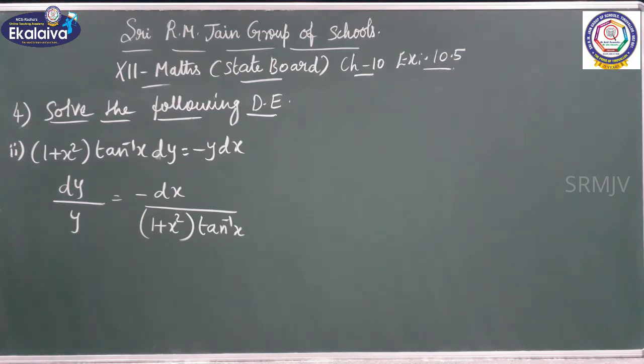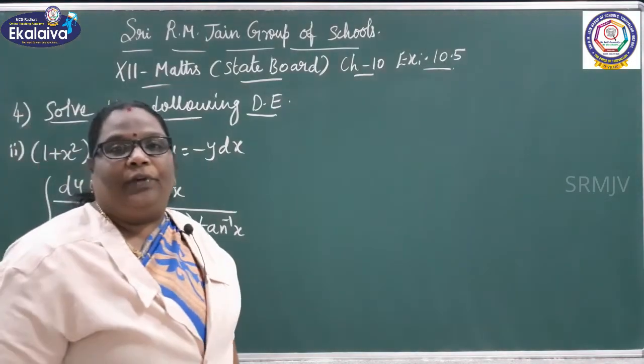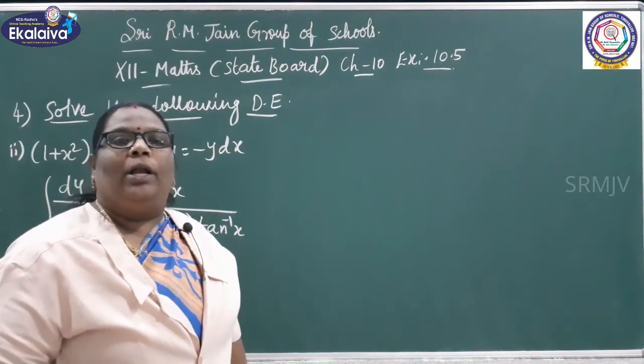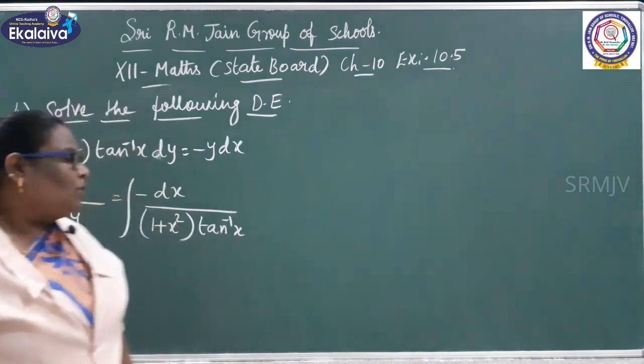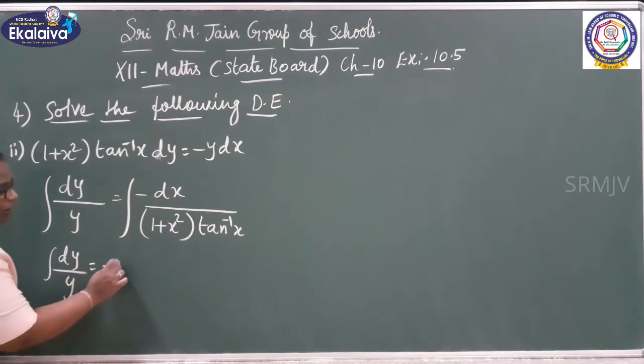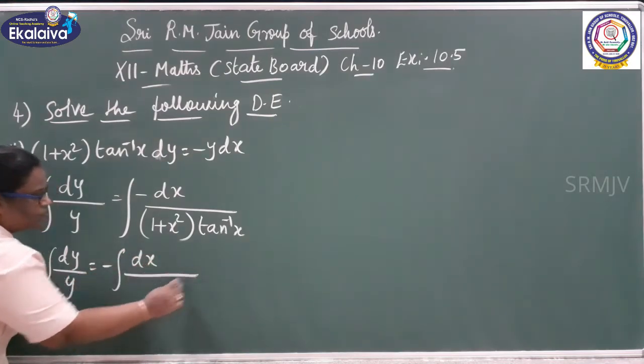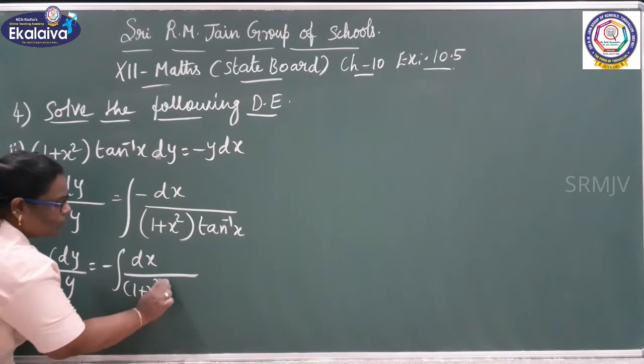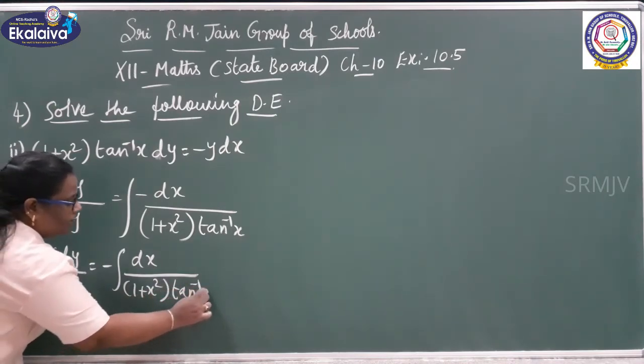So first step, you do it in a variable separable method. You bring the variables separately. Now you can integrate on both the sides. Integral dy by y is nothing but what? Log y. See here, what is the differentiation of tan inverse of x? It equals 1 by 1 plus x square. So integral dy by y equal to minus dx by 1 plus x square into tan inverse of x.